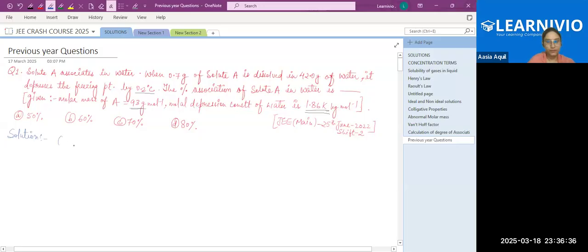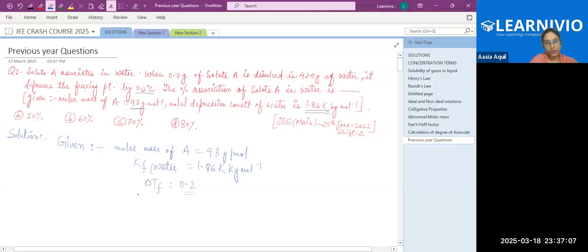Okay, what is given here? The molar mass of A is given, which is 93 gram per mole. And the Kf value is given. The molar depression constant of water is 1.86 Kelvin kg per mole. And the delta Tf value is also given, right?